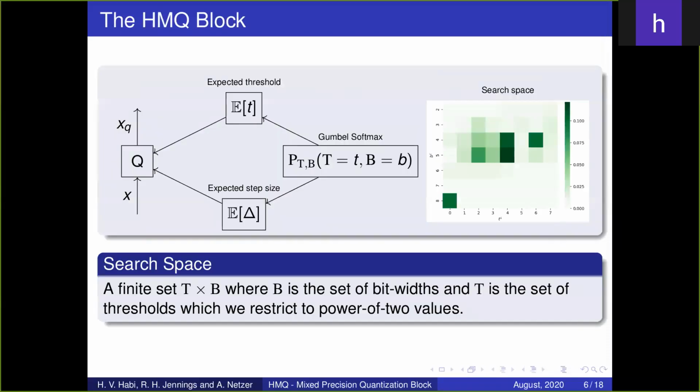HMQ block. The HMQ block is built on a few basic ideas. The first is to restrict its solution space to a discrete finite search space. Each solution in this space represents a pair consisting of threshold and bit width to parameterize the final quantizer. In order to search over this discrete set, we represent each pair as a sample of a categorical random variable using the Gumbel-Softmax estimator. Additionally, we restrict the set of thresholds t to the power of 2 values.